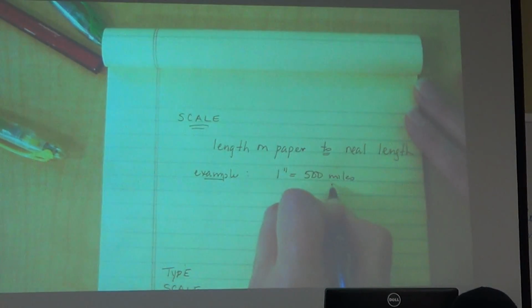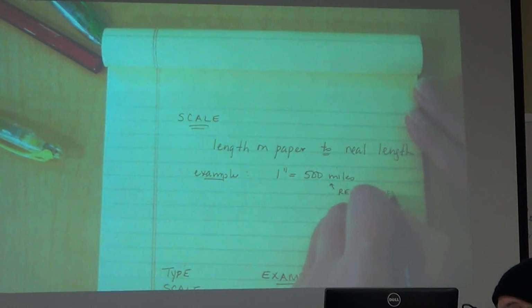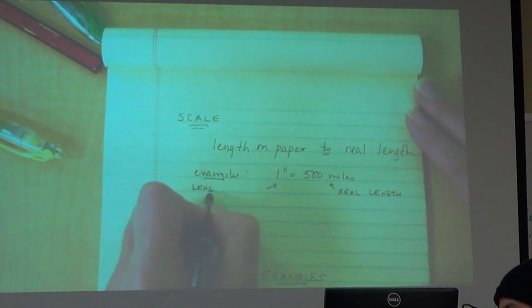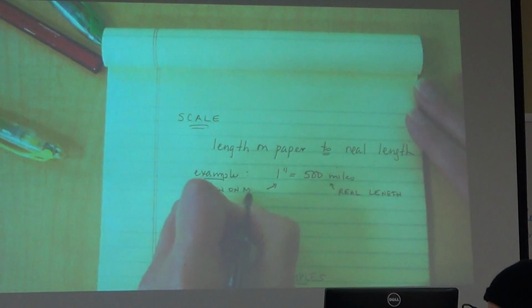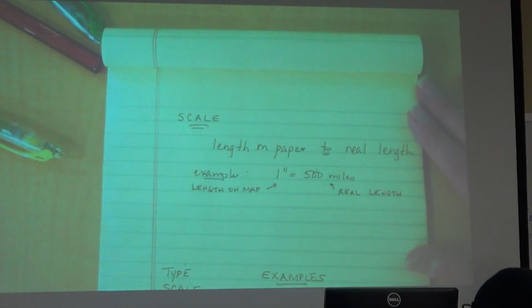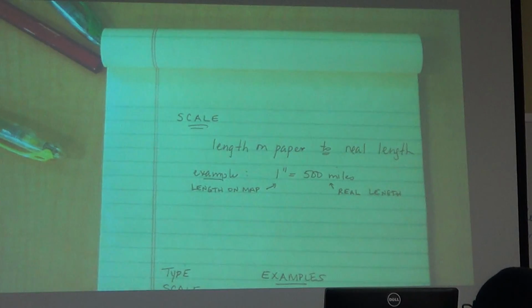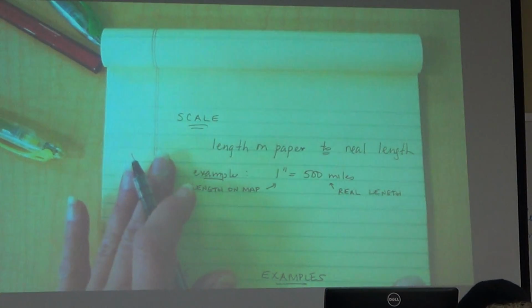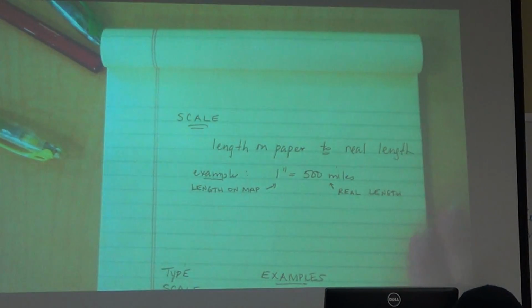So the 500 miles is the real length, and the 1 inch is the length on the map. Right, everybody understands that? So hold up an inch, you know that if the scale says an inch is equal to 500 miles, if you put the inch down on a piece of paper, you're looking at 500 miles. Okay? So does everybody get that on the left side is the inches on paper, is paper length, and on the right side is the miles.